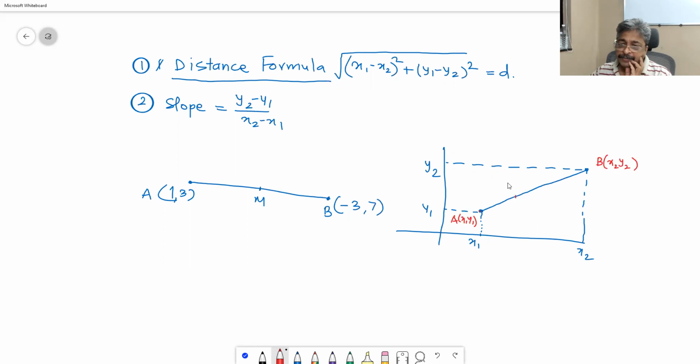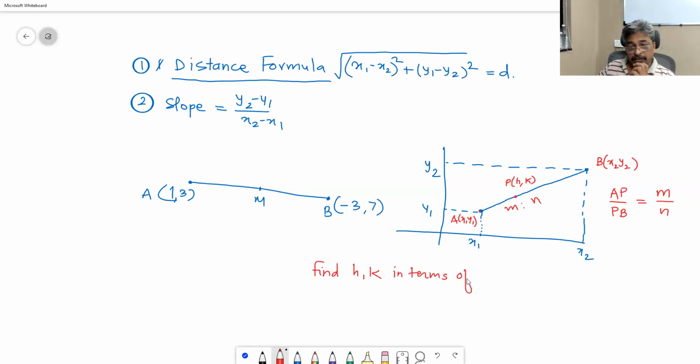Let P be any point (h, k) on the segment such that AP upon PB is equal to m upon n. So this distance upon this distance is m upon n, m is to n. Find h, k in terms of x1, y1 and x2, y2.